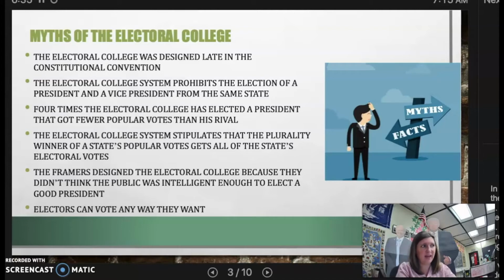Technically, they can. But very few, less than 0.5%, ever have defected and voted on their own free will. And this is usually because parties put forth electors who are pretty loyal to the party. And then the Supreme Court in 1952 did restrict the direction and the independence of electors. And so you don't really see that.